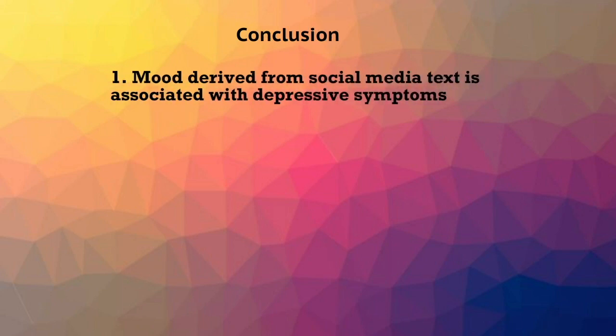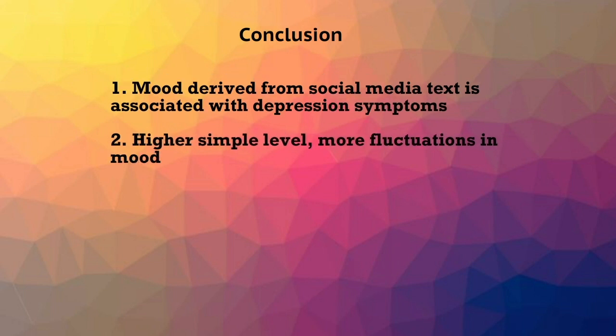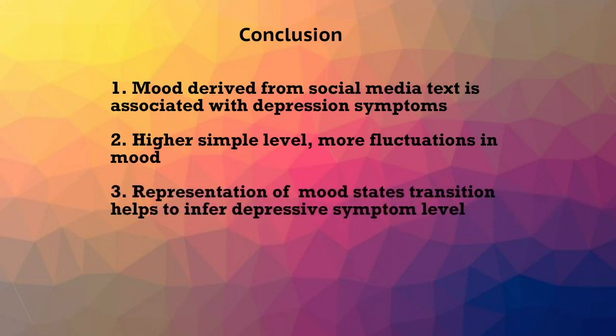Finally, we conclude that the mood derived from social media text is associated with depressive symptoms. People with more depressive symptoms show more fluctuations in their mood pattern derived from social media text. We introduced features to represent the transition of mood states. These transitions turn out to be quite important. Our inspiration to construct these features comes from psychology literature, which emphasizes that the changes in mood are critical symptoms of affective disorders. Now we see the representation for the changes of mood is critical for inferring symptoms.